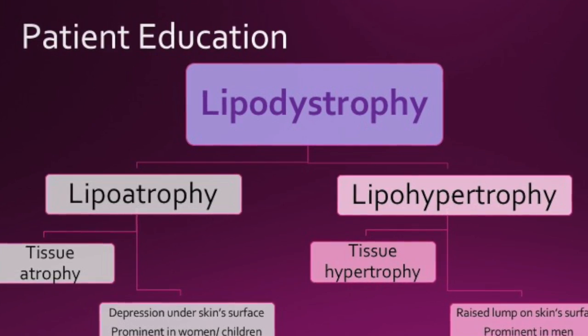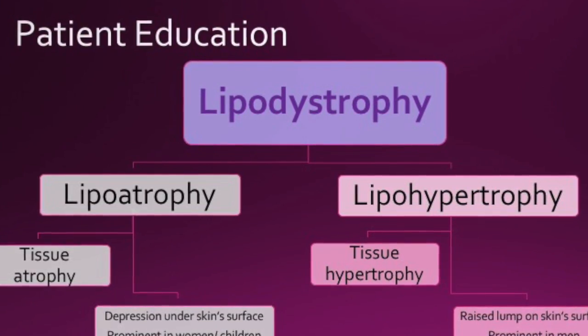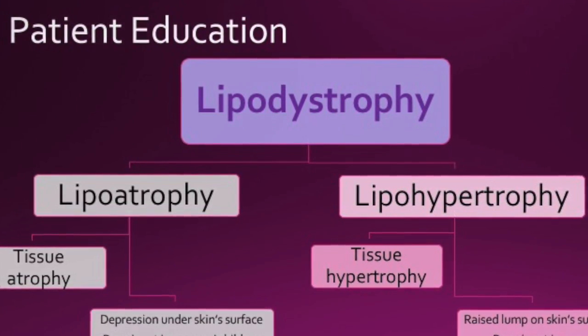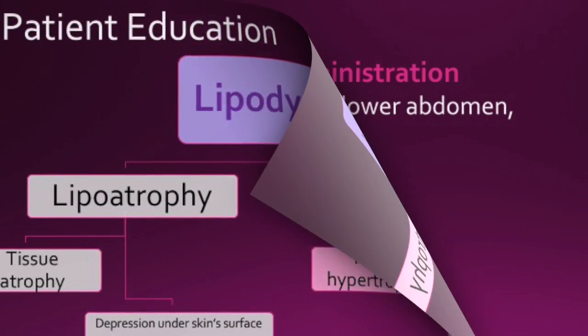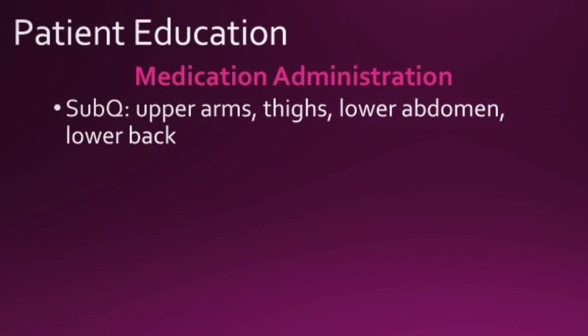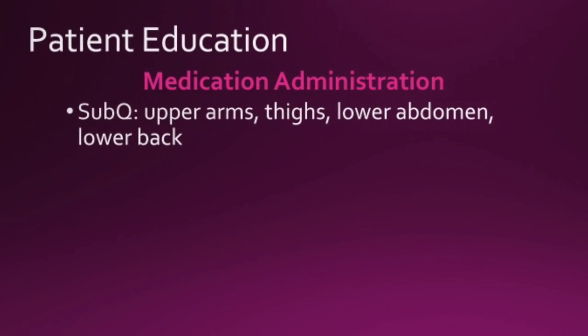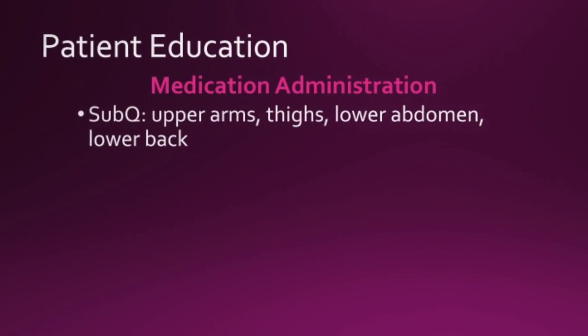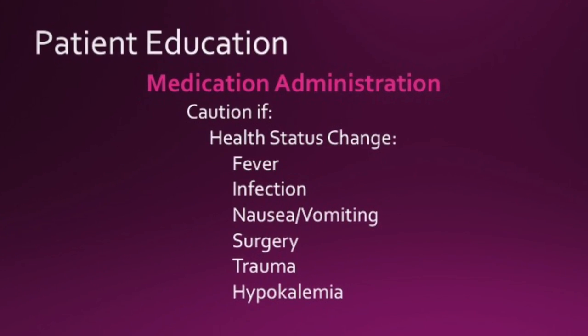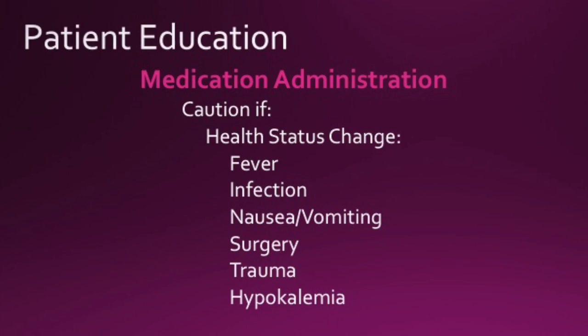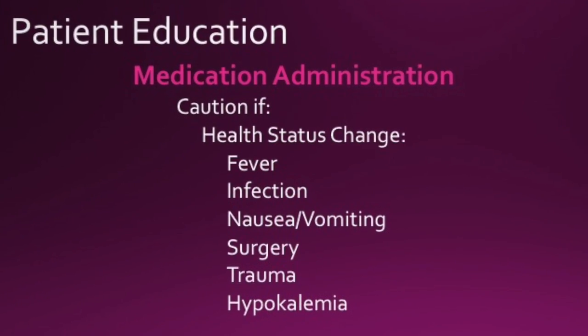It's prominent in women and children. Lipohypertrophy is tissue hypertrophy, which is a raised lump on the skin surface. It is prominent in men. Definitely instruct your patients to administer this subcutaneously on the upper arms, thighs, lower abdomen, and lower back. Overall, definitely use caution if there has been a health status change, including fever, infection, nausea, vomiting, surgery, trauma, or hyperkalemia.